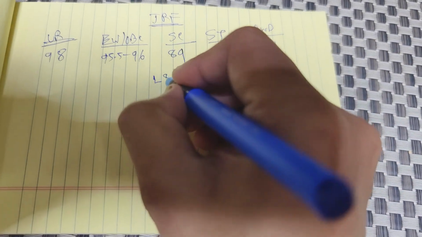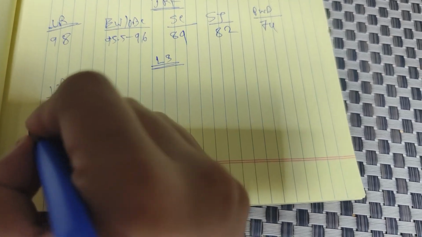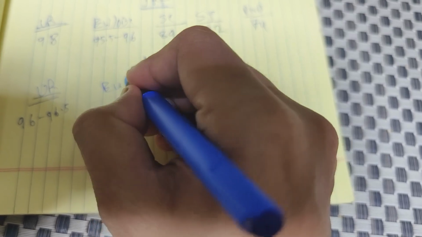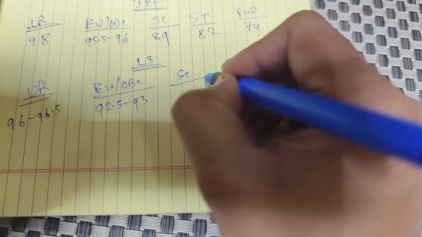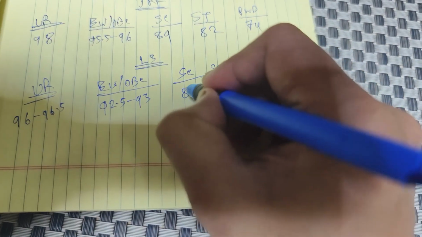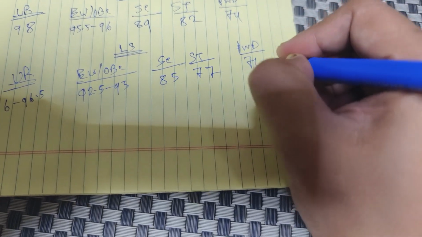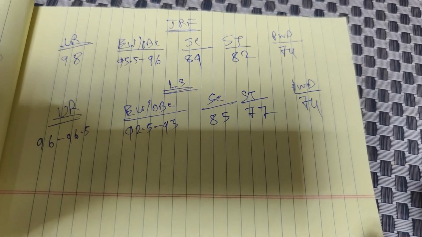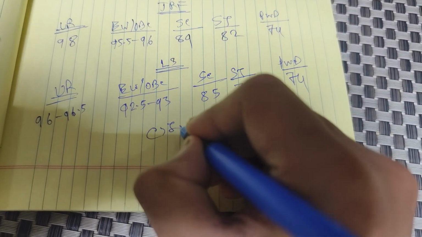And for lectureship, again, you go with the unreserved category. 96 to 96.5, that is. For EWS and OBC category, approximately 92.5 to 93 percentile. For SC it is 85, for ST it is 77. For PWD category, it is 74 percentile. So this is what I believe is going to be the cutoff as per percentile value for CSIR NET.